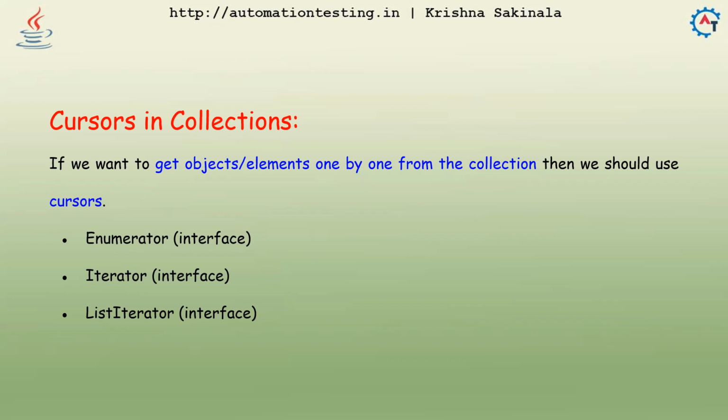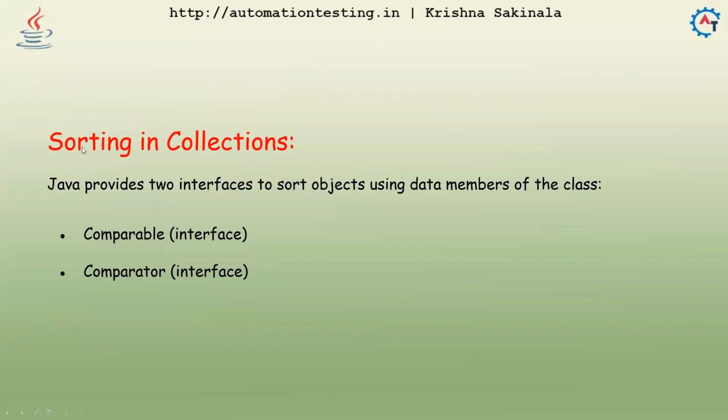We have one more. What is that? Sorting in collections. To sort, Java provides two interfaces to sort objects using data members of the class: Comparable and Comparator. Both are interfaces. With the help of these interfaces we can sort the collections.